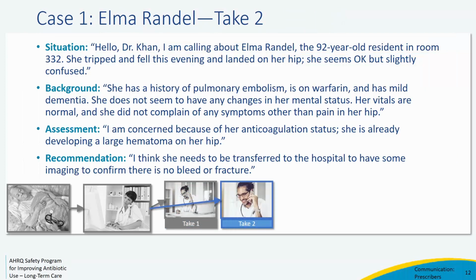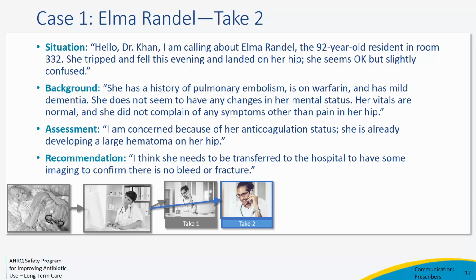Let's walk through this again, applying SBAR principles to help guide the discussion. Situation: Hello, Dr. Khan. I'm calling about Elma Randall, the 92-year-old resident in room 332. She tripped and fell this evening and landed on her hip. She seems okay, but slightly confused. Background: She has a history of pulmonary embolism, is on warfarin, and has mild dementia. Before she fell, she was oriented to person and place and at her baseline mental status. Now she seems a little confused, but she is otherwise alert and responsive without any significant mental status changes. Her vitals are normal, and she did not complain of any symptoms other than pain in her hip.